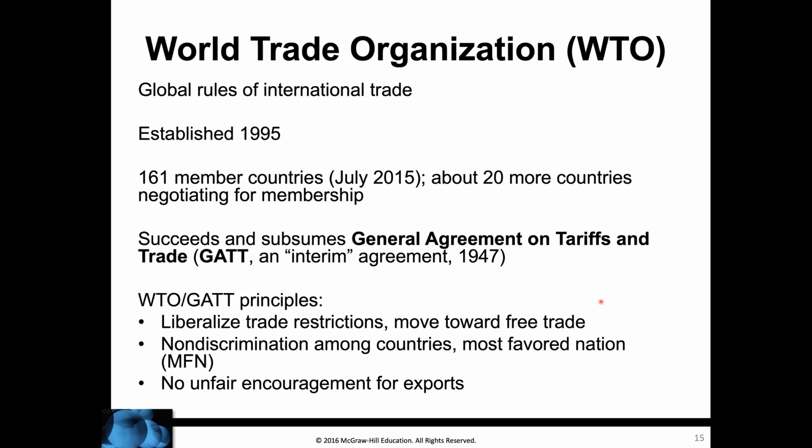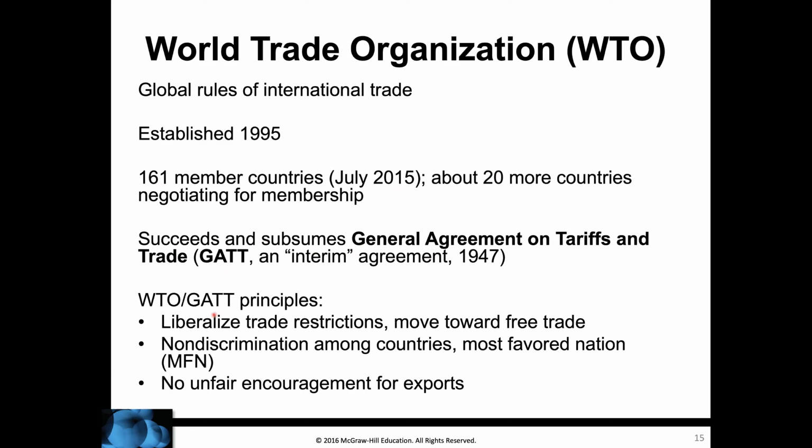Finally, we're going to end on discussing the WTO, the World Trade Organization. The World Trade Organization formed global rules of international trade. It was established in 1995. There are 161 member countries as of July 2015, about 20 more countries negotiating for membership. So there are 20 countries trying to get into the WTO. It succeeds and subsumes an earlier agreement from 1947 called the General Agreement on Tariffs and Trade, GATT. So WTO sort of overtook GATT and replaced it.